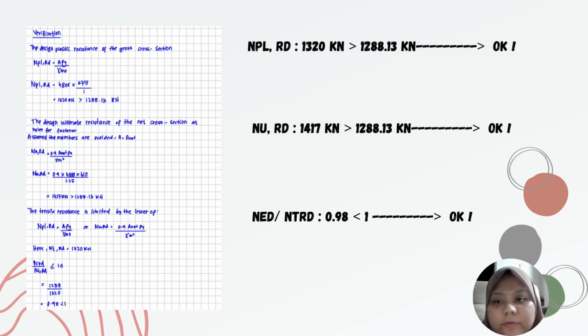Next, for the verification, we got the design plastic resistance of the cross section, NPLRD, of 1320 kilonewton, which is more than 1288.13 kilonewton, which is okay. And then we find NURD, we got 1417 kilonewton, which is more than 1288.13 kilonewton, which is okay. And then lastly, NED over NCRD, we got less than 1, which is 0.98, which is okay.